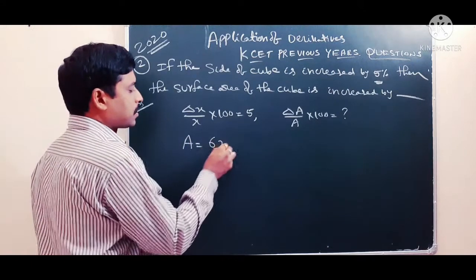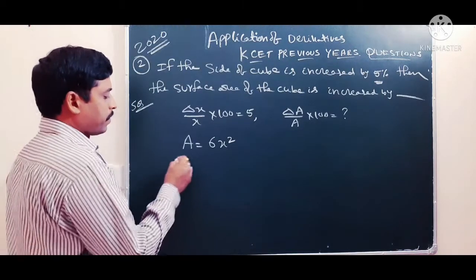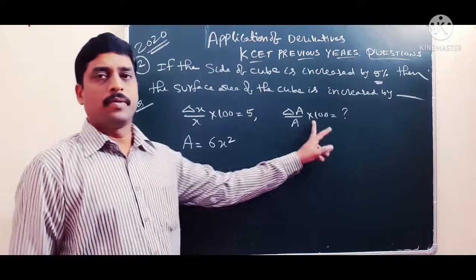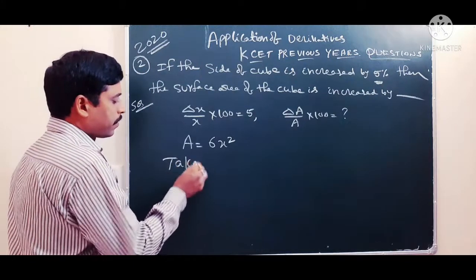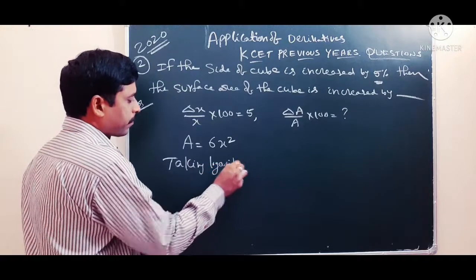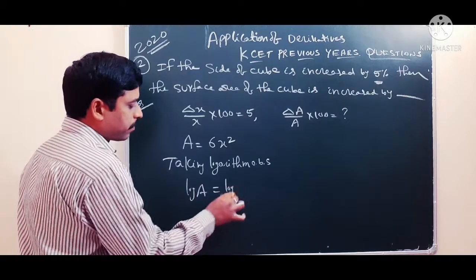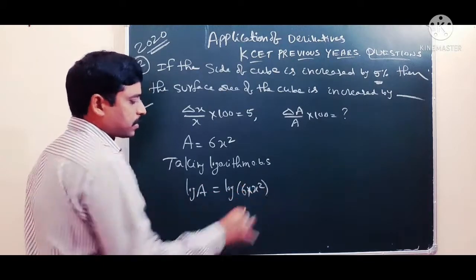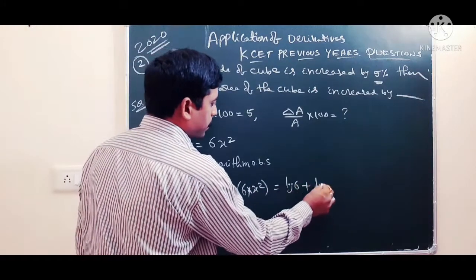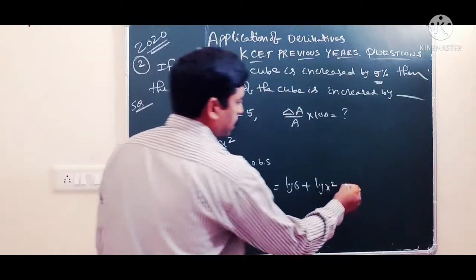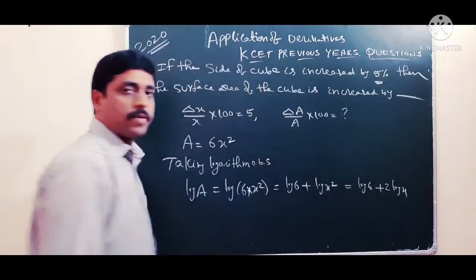The formula is 6x square. Surface area of cube formula is 6x square. Our target is delta A by A into 100. This type of problem is solved by taking logarithm on both sides. So log A equals log of 6x square, which is 6 into x square. By using the log AB formula, we have log A plus log B. This will be log 6 plus log x square, and log x square is nothing but 2 log x.